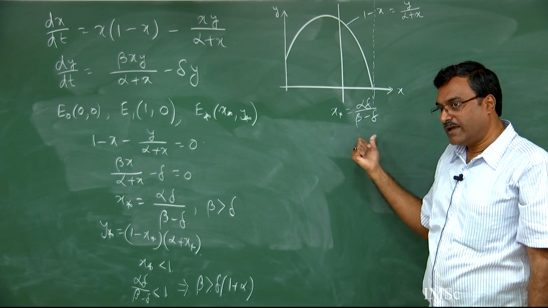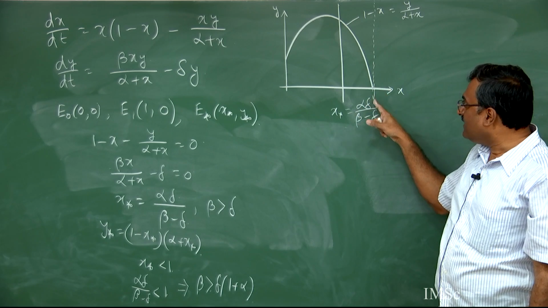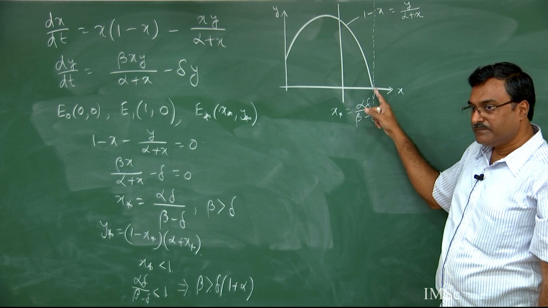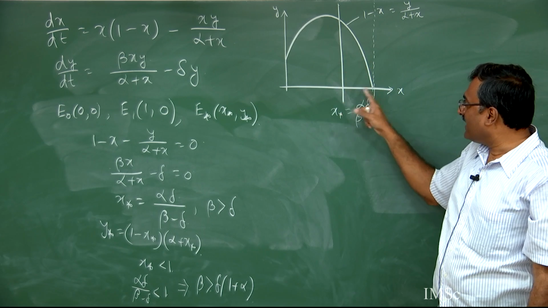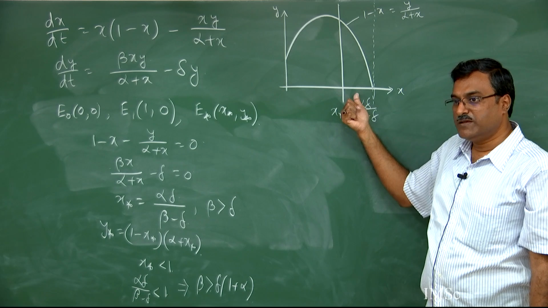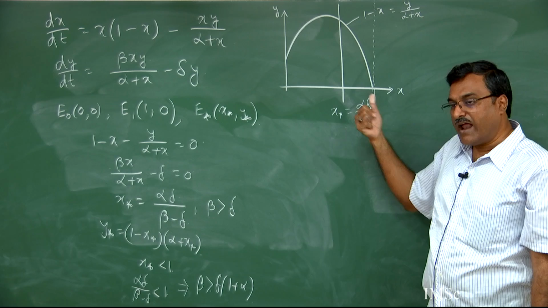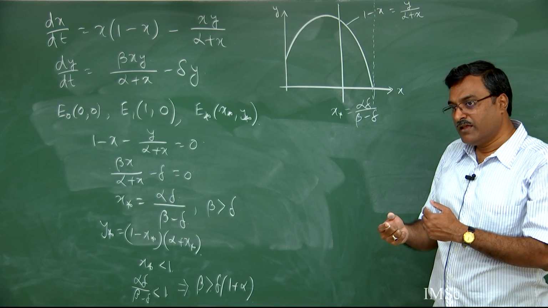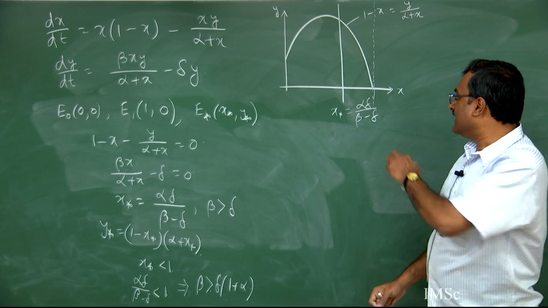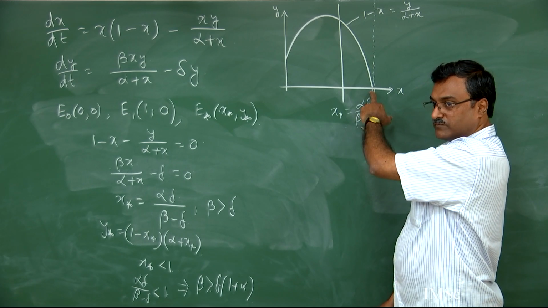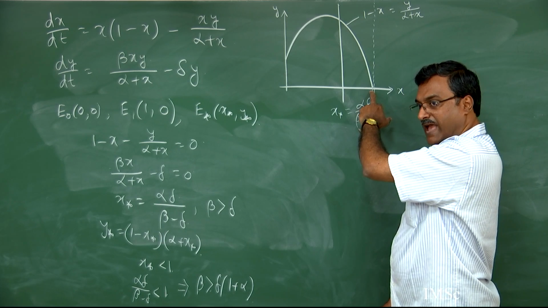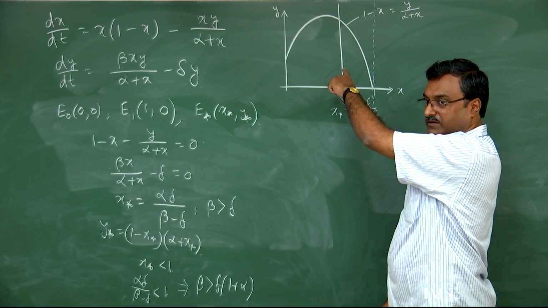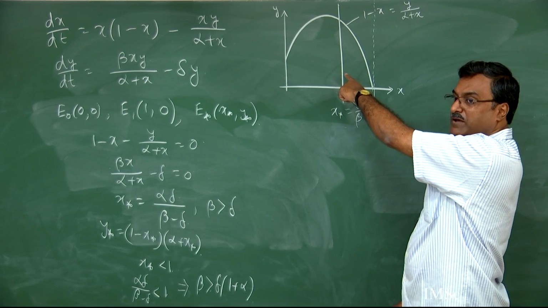Now I can show you that whenever this line lies on the right hand side of the point 1, 0, then this is stable, and if x star lies between 0 and 1, then this becomes unstable. And you can very easily confirm from linear stability analysis that when this 1, 0 loses its stability, at the same time this interior equilibrium point becomes stable. Before that, the interior equilibrium point is not feasible.